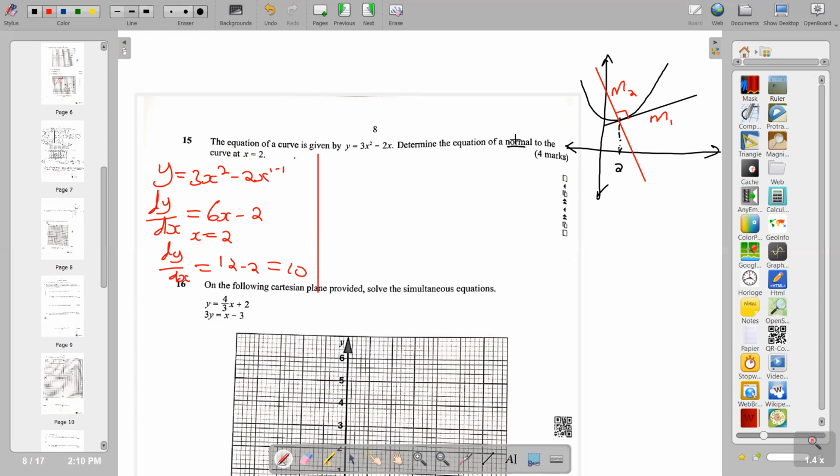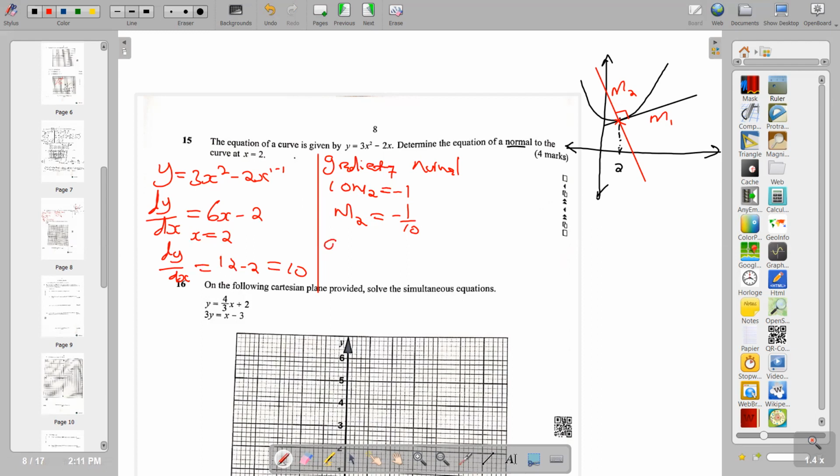Now, because they're asking about the equation of the normal, you need now to get the gradient of the normal. And we have that 10 times m2 is equals to -1. So meaning that m2 is equals to -1 over 10. And you cannot find the equation of a line if you don't have the coordinates. So we need now to get the coordinates at this point. When x is equals to 2, what is the value of y? So that now we get the coordinates. And because now we have the gradient here, you can now find the equation.